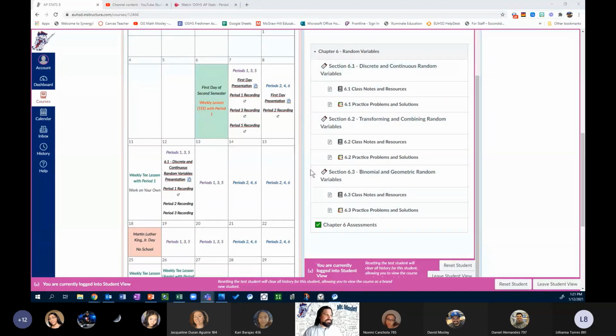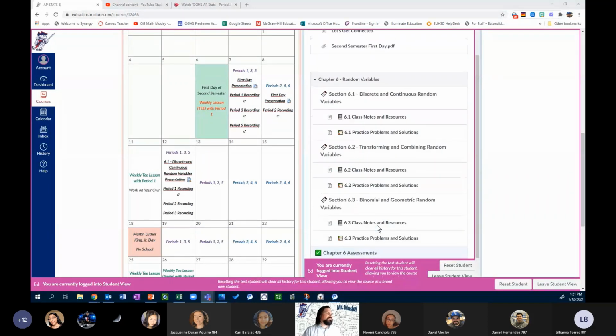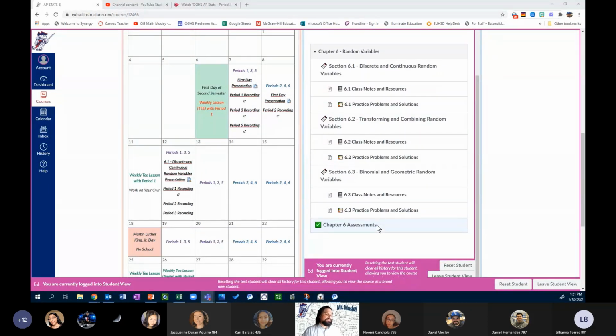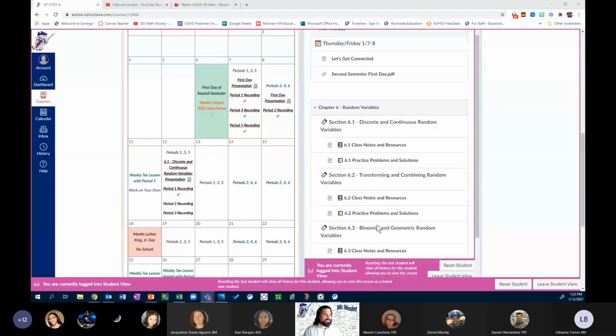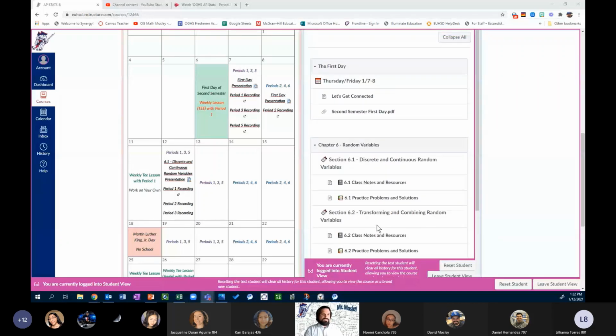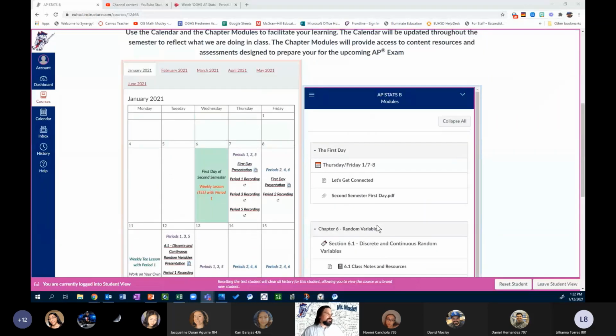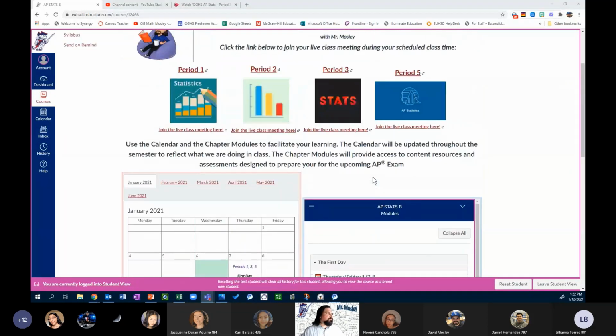We have all the resources loaded up into the Chapter 6 module already. The only thing I'm still working on are the assessments. Those should be ready hopefully by the end of the day tomorrow. I'm almost done with the multiple choice part. I need to get the free response question and self-assessment put together, and then those will be available.